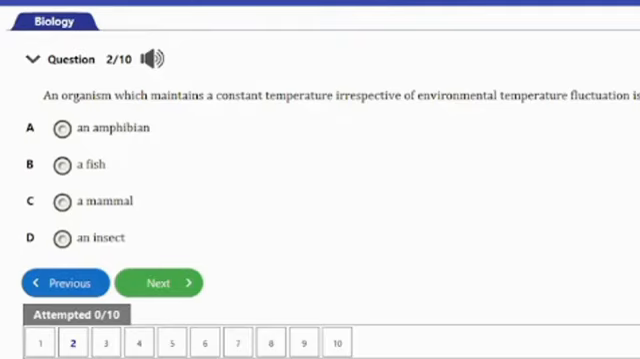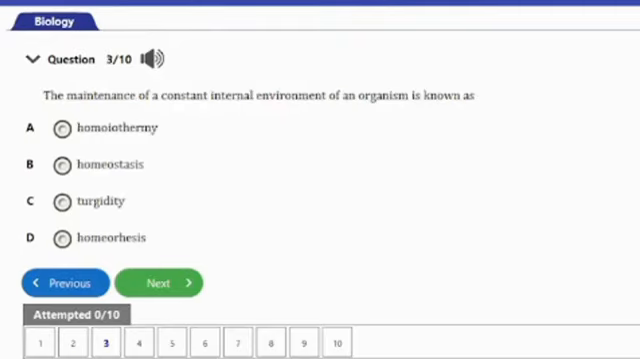Let's go ahead and consider the next question. That's question number 3. It says, the maintenance of a constant internal environment of an organism is known as A. Homeothermy, B. Homeostasis, C. Turgidity, and D. Homeoresis. The answer to this question is actually option B, and that's homeostasis.